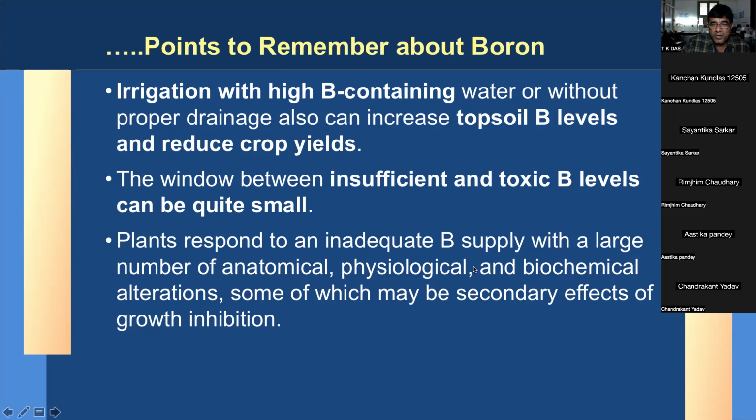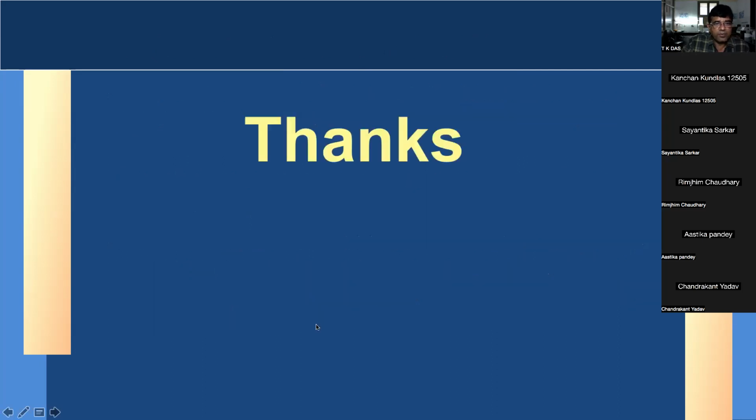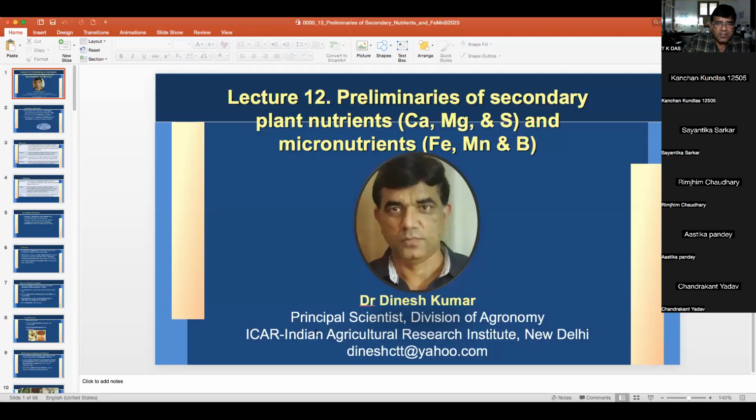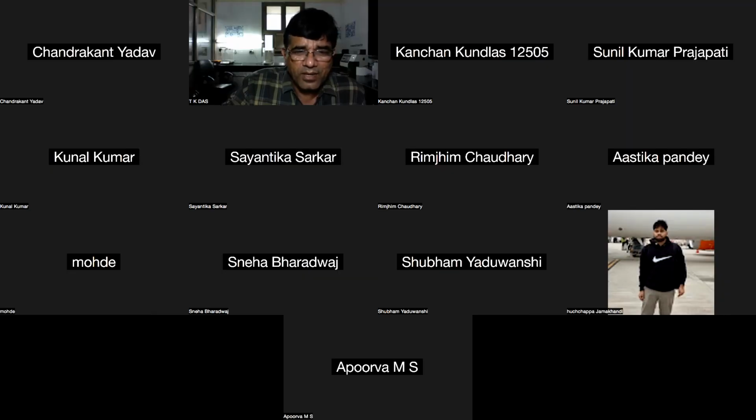Plants respond to an inadequate boron supply with a large number of anatomical, physiological, and biochemical alterations, some of which may be secondary effect of growth inhibition. So this ends the topic today. If you have questions, you can ask me and open your videos and have discussion.